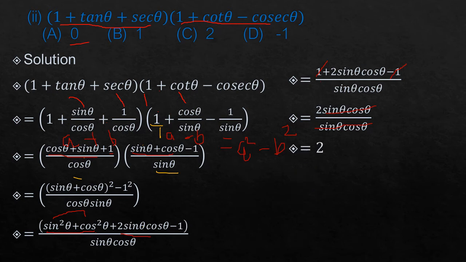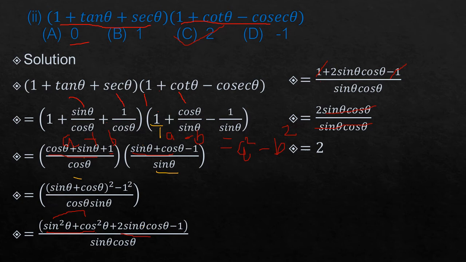So what is your answer? Your answer is 2. So the correct answer is option C. 2 is the correct answer. So in these questions, this solution is your justification. Okay students, now come to the next part.